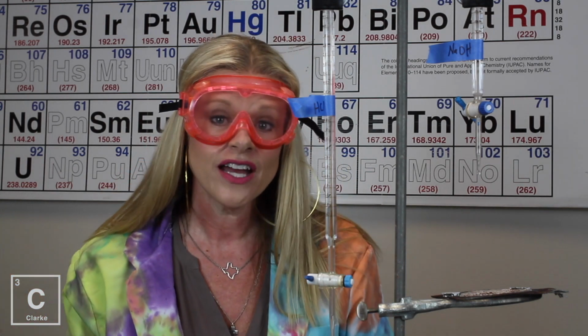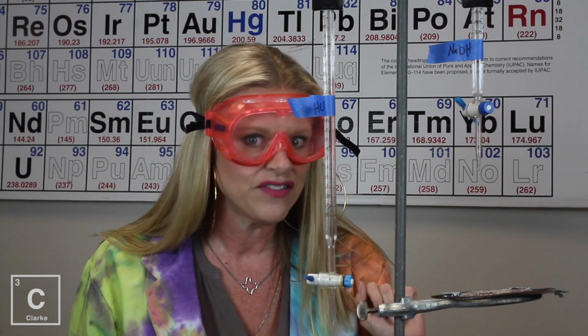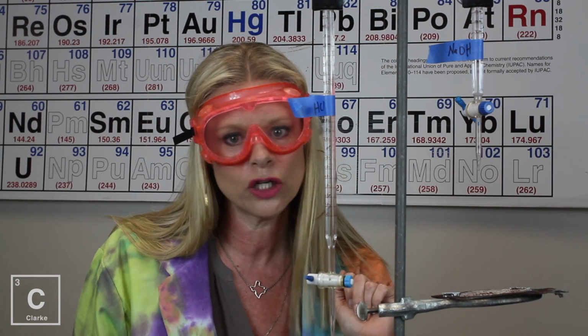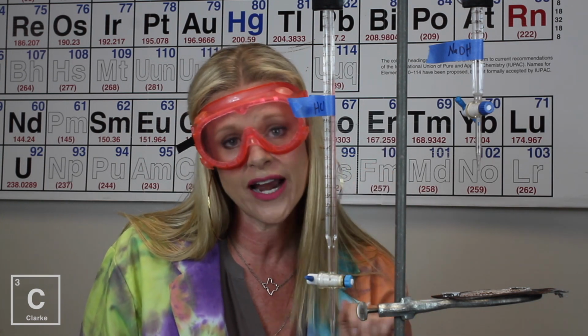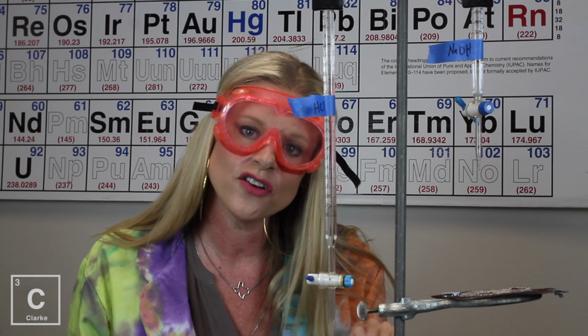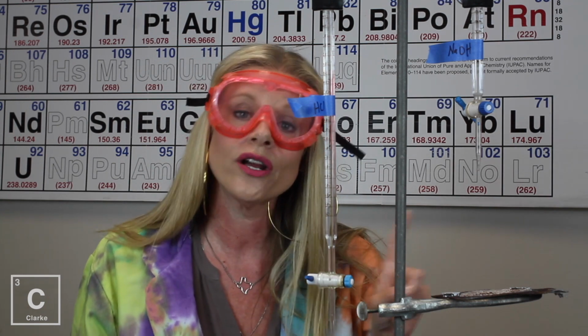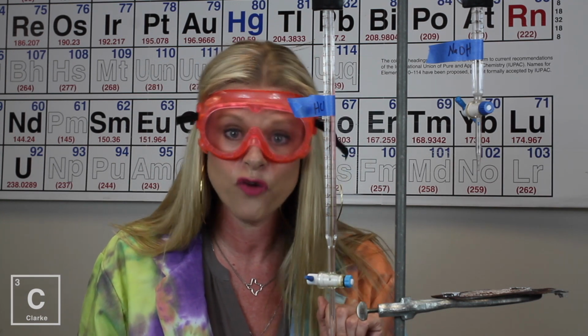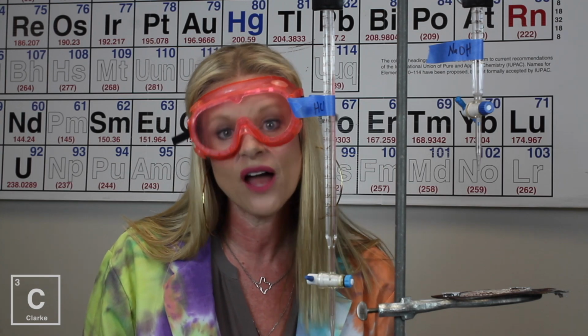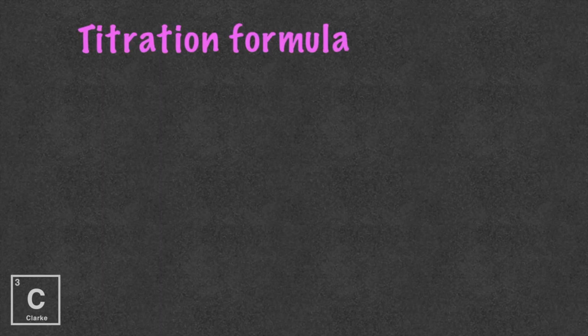Okay, now we've got to do a little bit of math. I need to look back at my burette and figure out how much base I used. I did have to add a little bit of acid because I went a little too far once, so I've got to figure out how much acid I used. Meet me on the other side, and we're going to tie that information with the titration formula, and I'm going to show you how to figure out that unknown base. This titration formula only works with strong acids and strong bases.